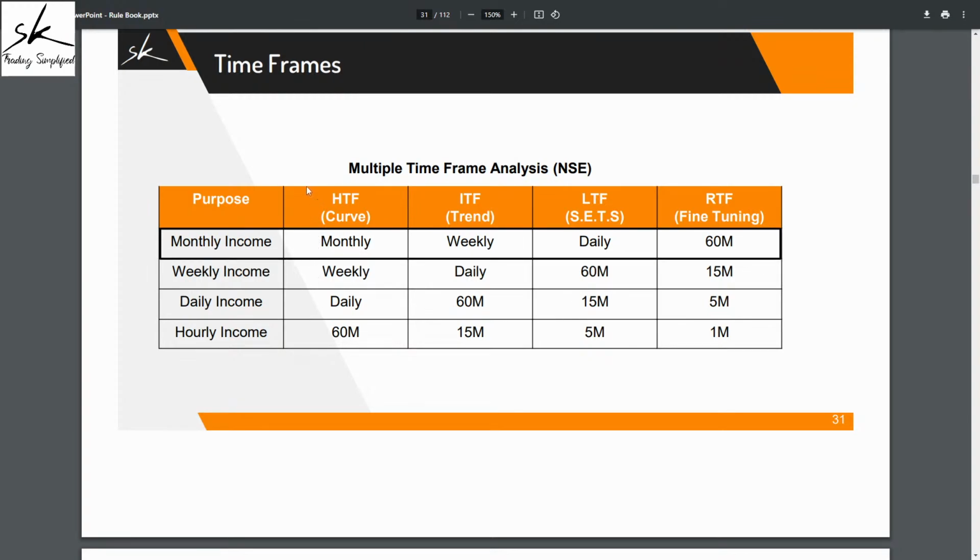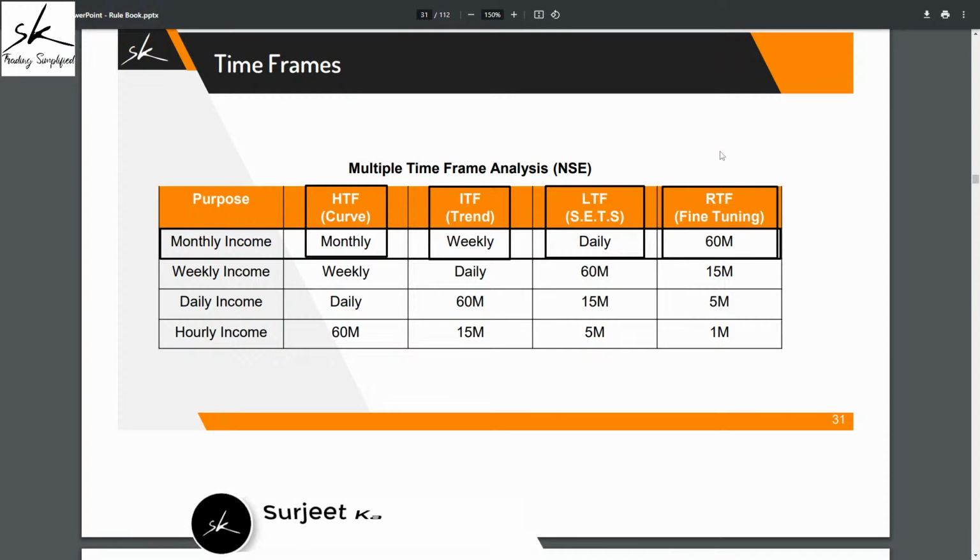Monthly will be the higher time frame, which is used for curve analysis. Intermediate will be weekly, used for trend analysis. Daily will be the lower time frame. That is where we get our ACTS from. ACTS stands for stop loss, entry, target, and size. And in case I need to use the refining time frame, then my refining time frame will be the 60 minutes chart, which can be used for multiple purposes like fine tuning the zone, type 2, type 3 entries, or in case I need to apply some additional rules, that is also where this time frame can help us.